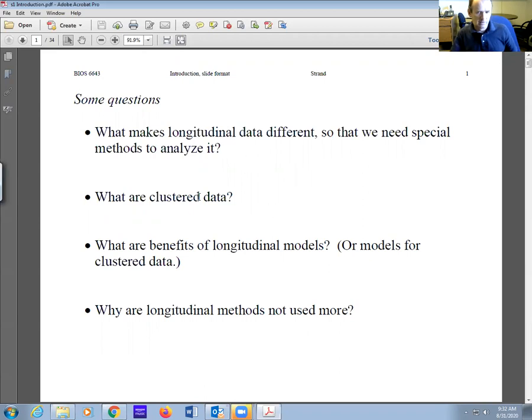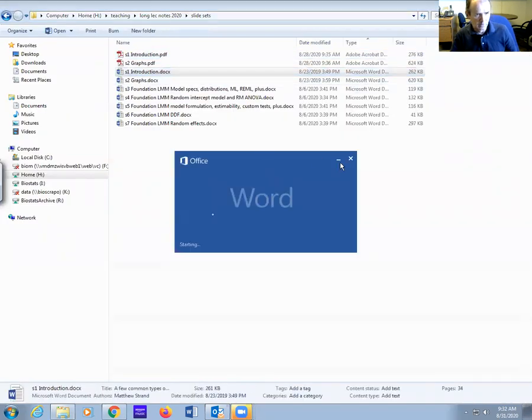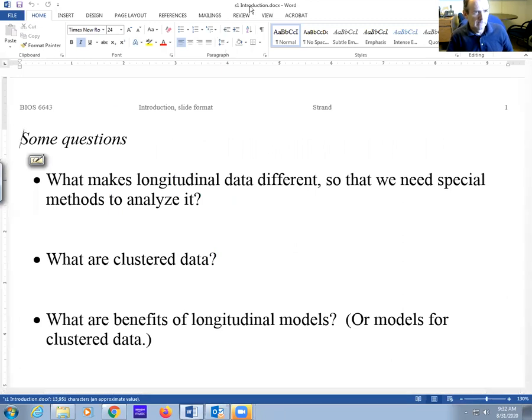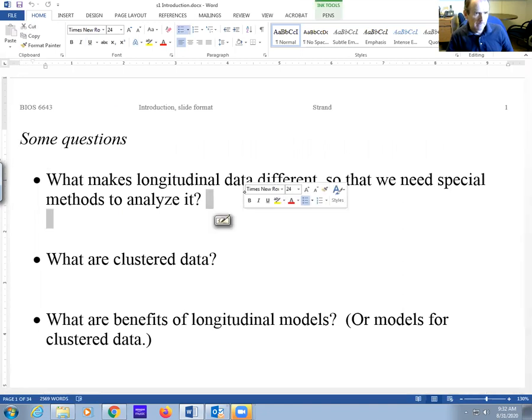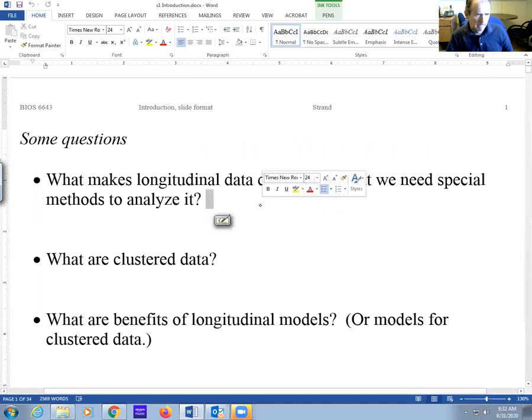So again, I'm going to have to swap out for the Word version so I can write on it a little more easily here. Pens.